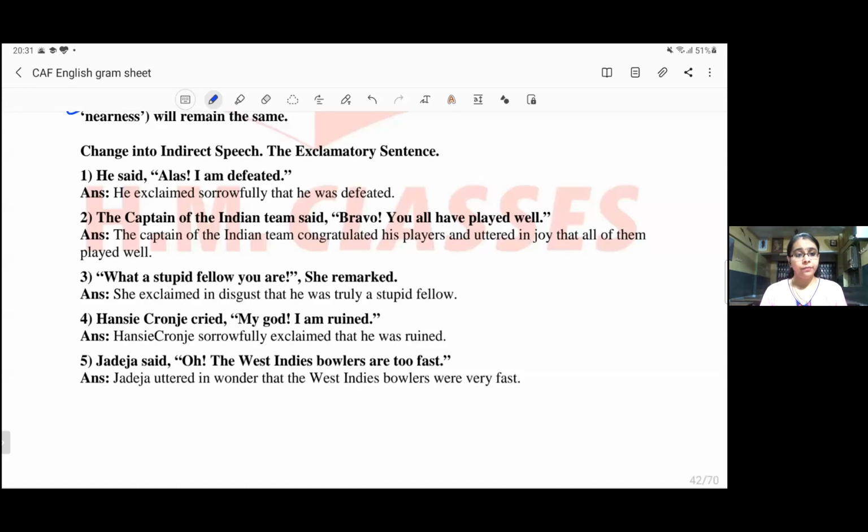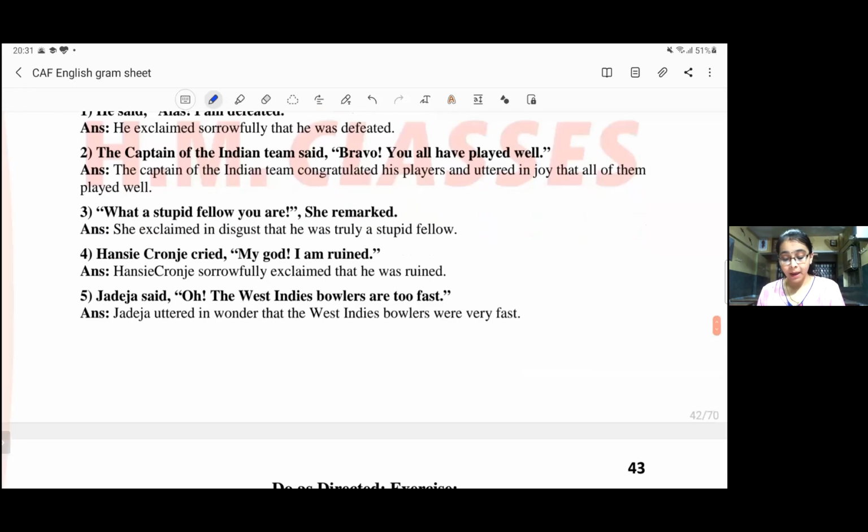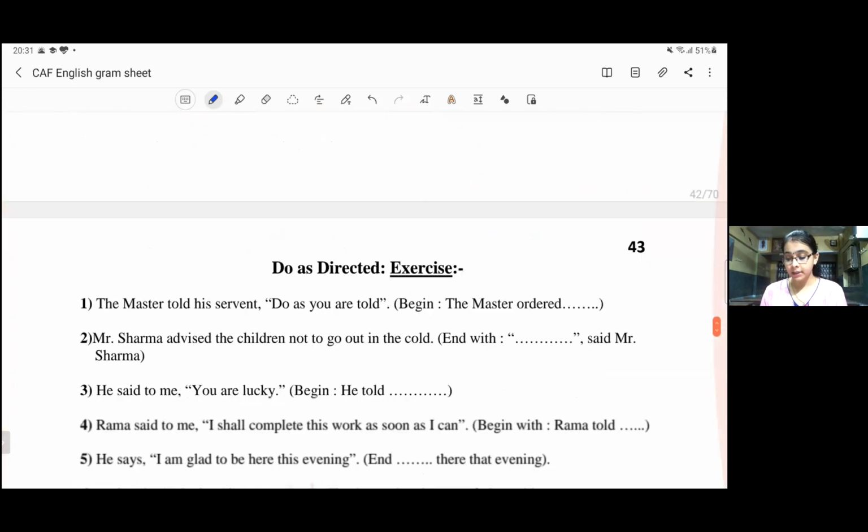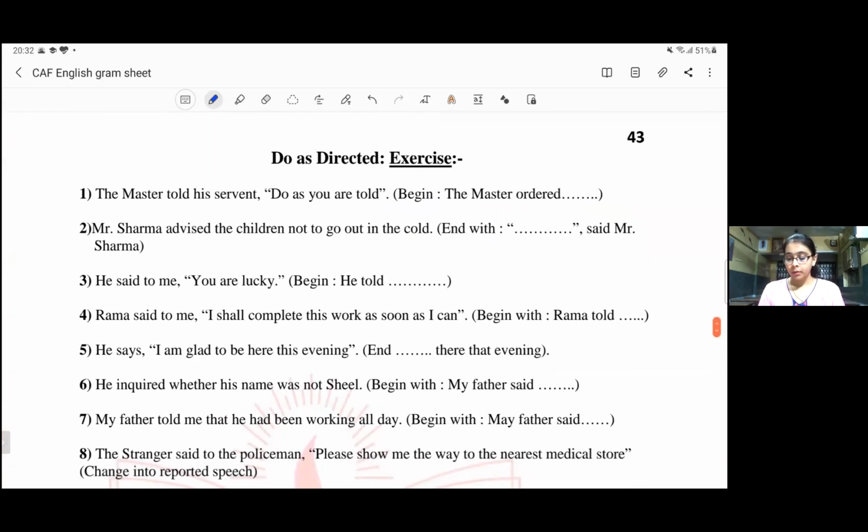Now guys, we have completed the explanation here of direct into indirect speech. Now we'll do the exercise. I have 20 sentences. Now you all will write the page number 43. Do as directed exercise. Write it down in your notebook.